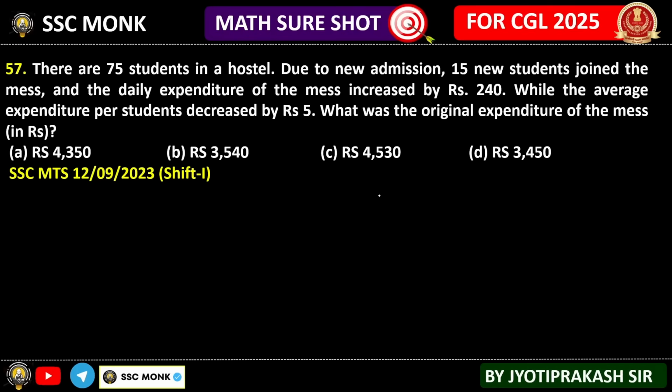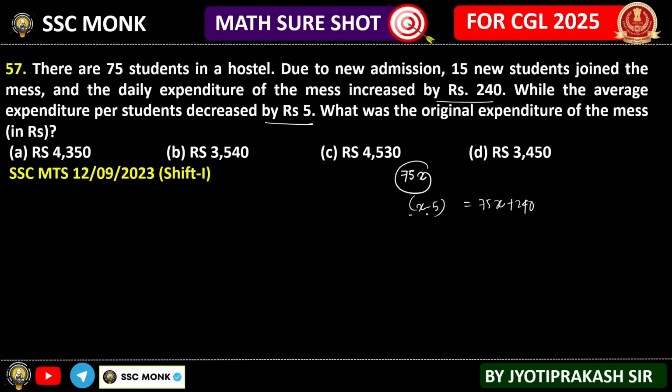Now see, very simple. Let's say previously x rupees was the average expenditure. Total 75 students were there. So total expenditure was this much. Now when 15 students joined, okay, so their new average dropped to x minus 5 as it has said here. And the total expenditure is increased by 240. That is equal to 75x plus 240.